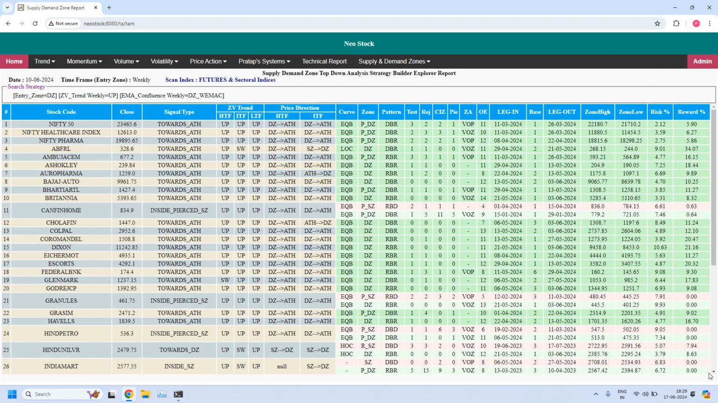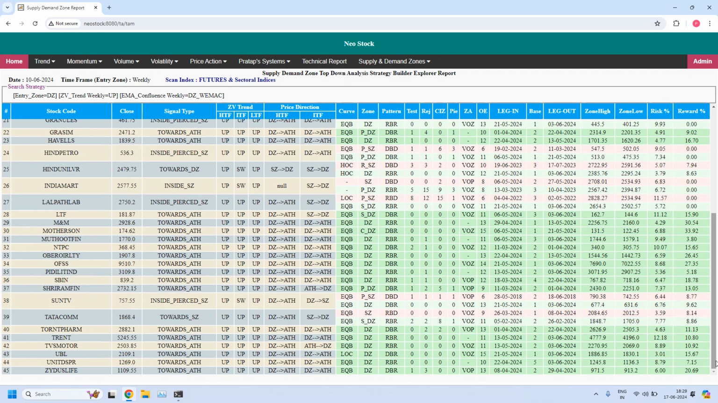So we have good number of stocks filtered. Even Nifty 50 is also having weekly EMA confluence, the demand zone. Okay, let me scroll the list down. So total 45 stocks are filtered. These 45 weekly zones are having a weekly EMA confluence.